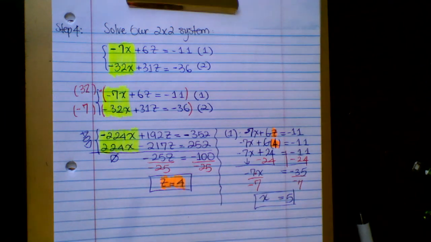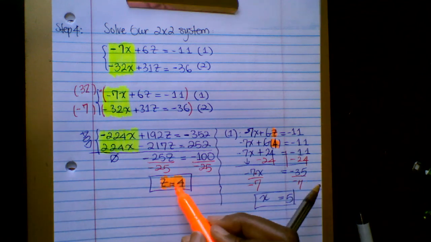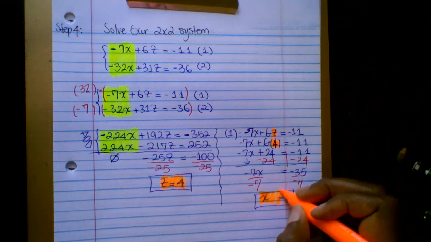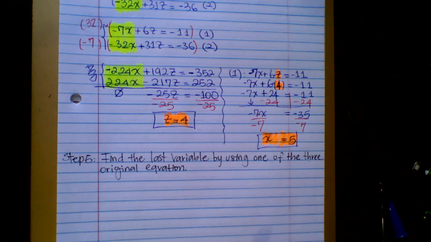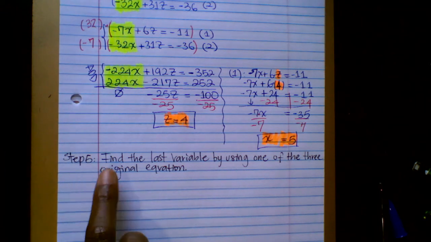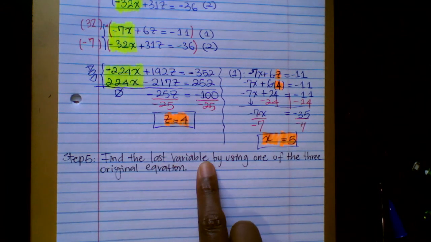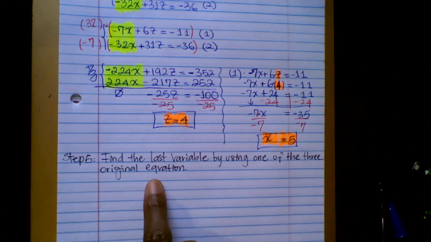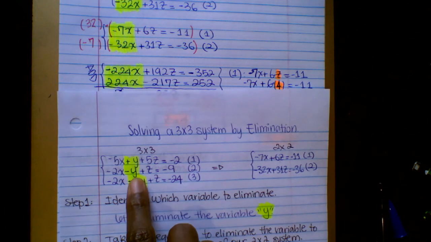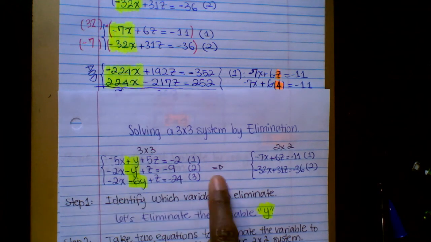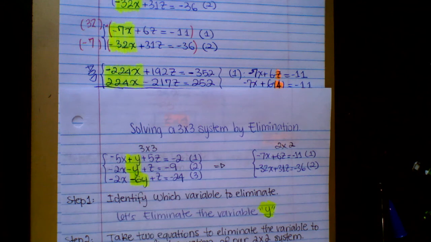So now we know that z equals positive 4 and x equals positive 5. What is the last step to do? That's not the last step, but we are getting closer. Step 5 is to find the last variable by using one of the 3 original equations. If you go back to the original equations, you have 1, 2, 3, so you want to pick one of those 3. I'm going to go with the first equation.